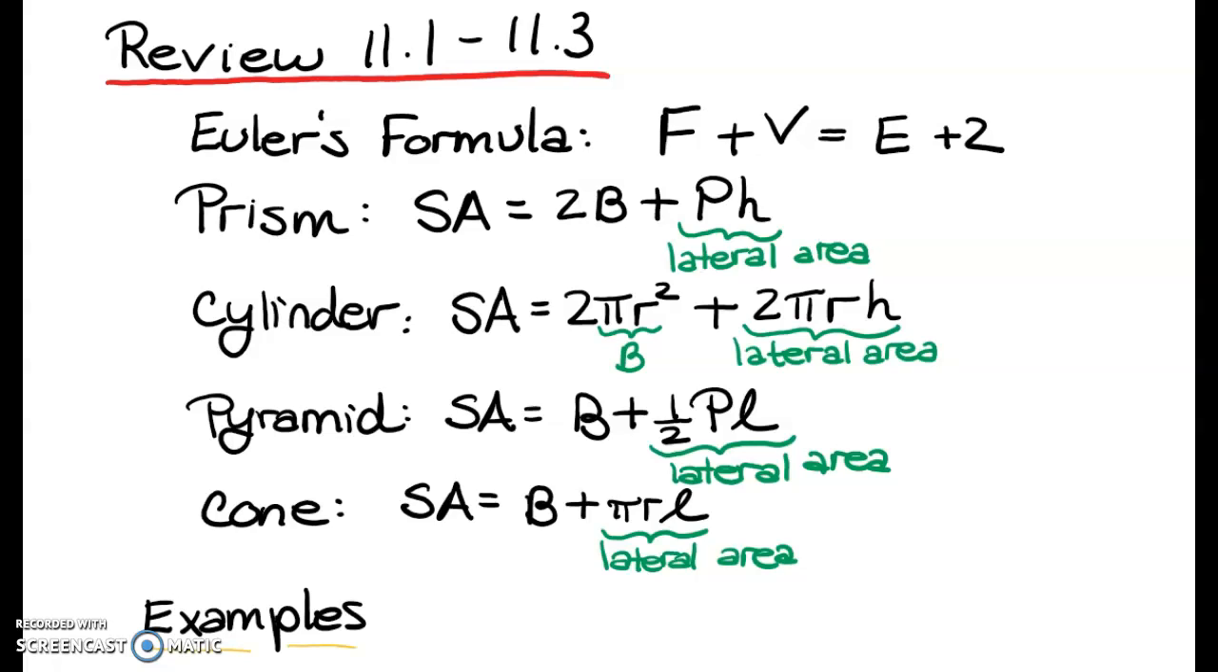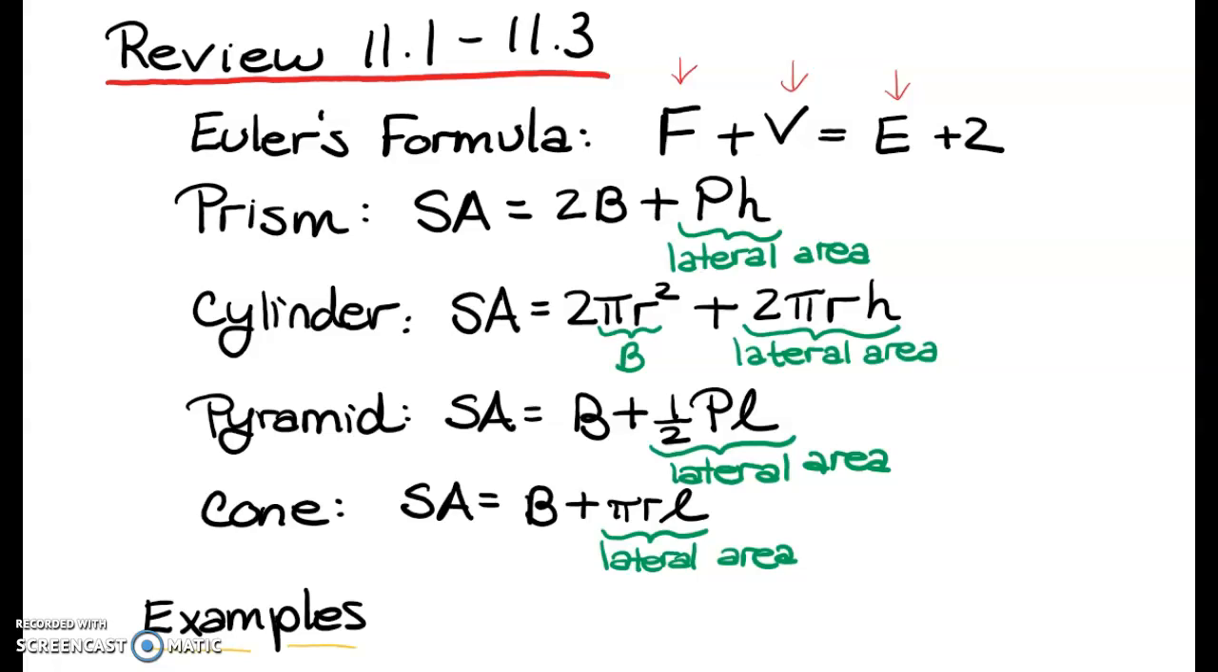This video goes over 11.1 through 11.3, problems dealing with Euler's formula, surface area of prisms, cylinders, pyramids, and cones. So just as a review, Euler's formula is the number of faces plus the number of vertices equals the number of edges plus 2.